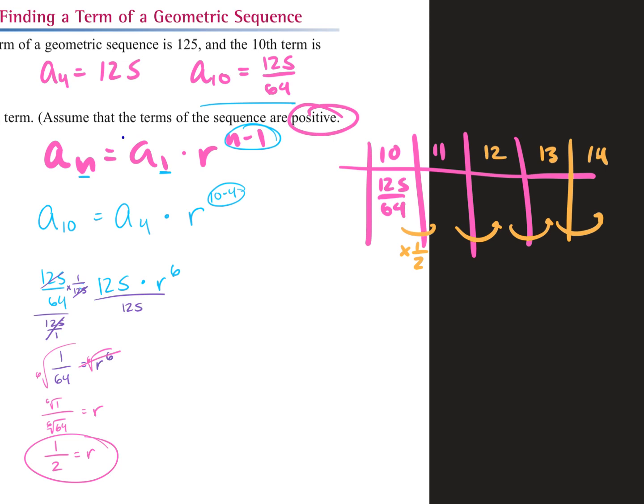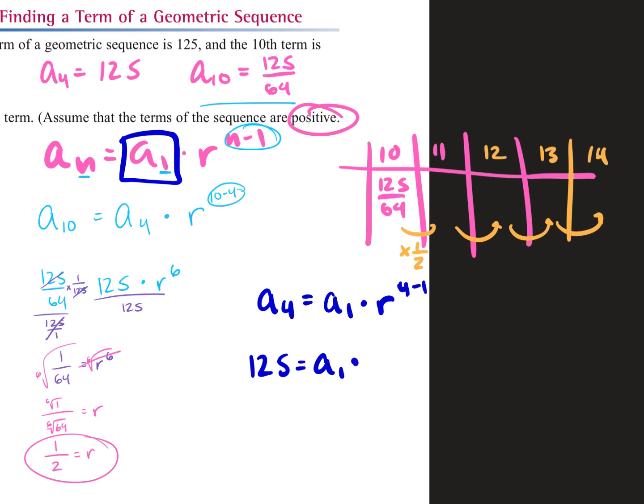So we still need to find what a sub 1 is. So I could say, a sub 4 is equal to a sub 1 times r to the power of what? If I'm using 4 and 1 now, 4 minus 1. So let's plug in what we have. A sub 4 is 125. That's equal to a sub 1, we don't know yet, times r. What's r? 1/2 to the power of 3.